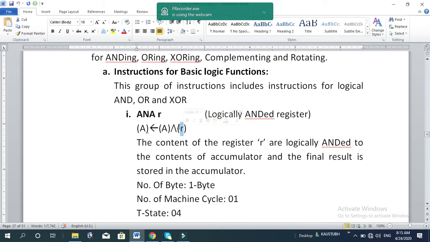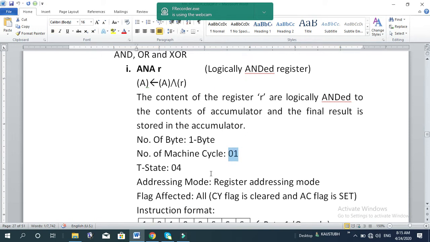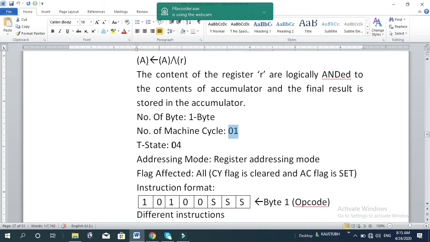So the content of that specified register R is logically ANDed with the content of the accumulator, and the result is placed in the accumulator. Like ADD R and SUB R, ANA R is also a 1-byte instruction. Since it is a 1-byte instruction, and the data is stored in the specified register, the machine cycle is 1, and in that machine cycle the number of states, that is the number of clock periods required, is 4.